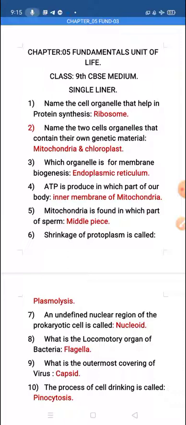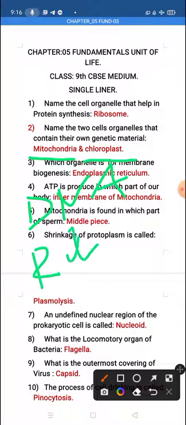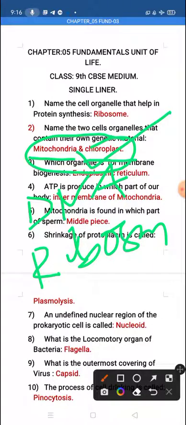Chloroplast comes under the plastids. Plastids are a cell organelle, and chloroplast is a type of plastid. Mitochondria and chloroplast are semi-autonomous in nature. Why? They have their own DNA and ribosomes. They can synthesize new ones of their own kind, so they are called semi-autonomous cell organelles.